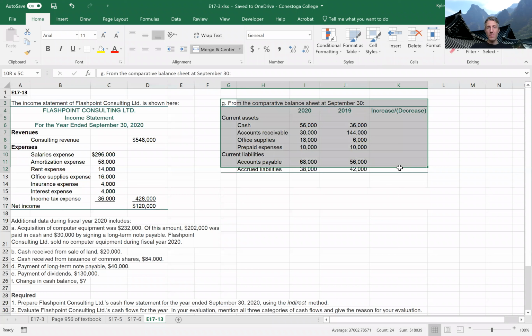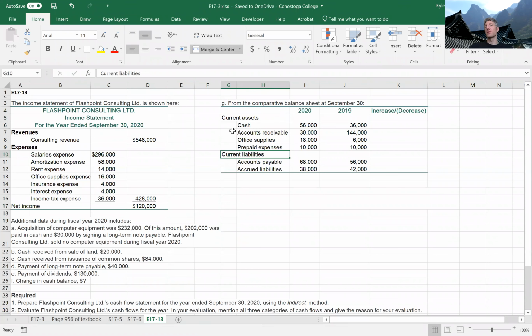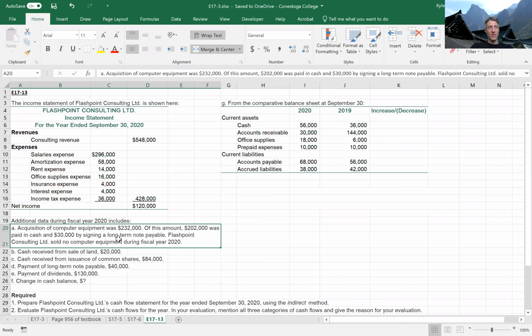We have a comparative balance sheet at September 30th. We just have current assets and current liabilities, so it's just partial balance sheet data for the same company, Flashpoint Consulting. And then we have additional information down here as follows. They acquired a computer system, and it tells us they paid by a combination of cash and a long-term note payable.